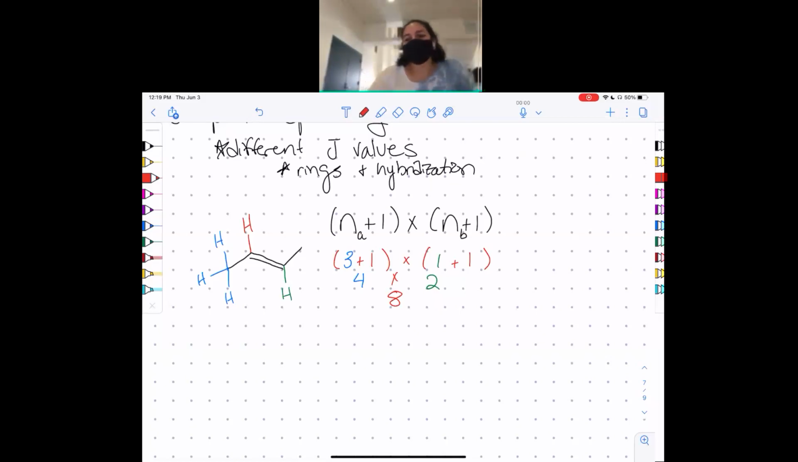So in this case, since we didn't do normal splitting, we can't call it an octet. We're going to call it instead a quartet of doublets, or a doublet of quartets. And I'm going to show you why that is. Okay, so you can't just say multiplet in this example. I know I said anything after 5 is a multiplet, but when you have complex splitting, you have to be more specific.